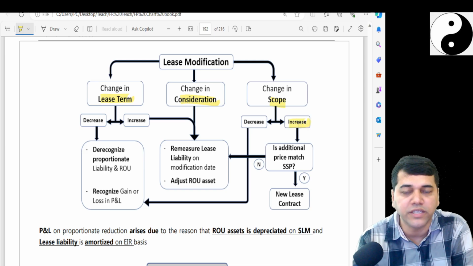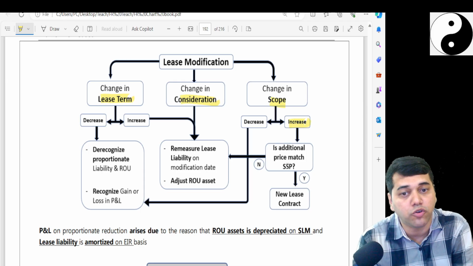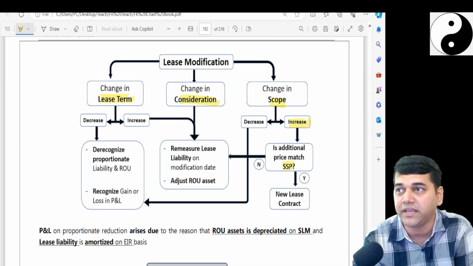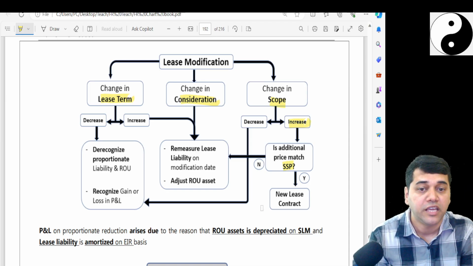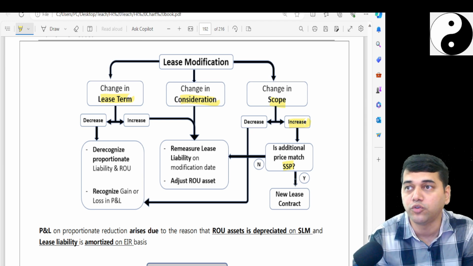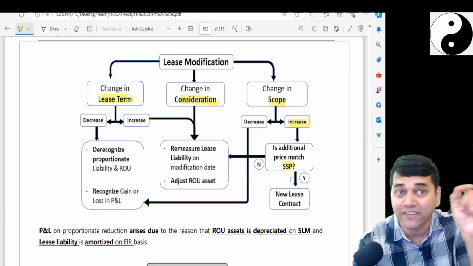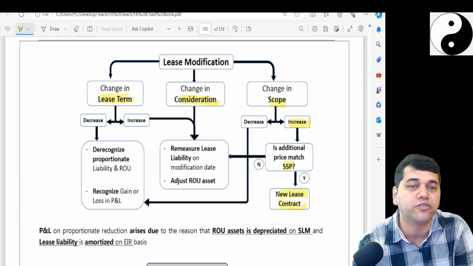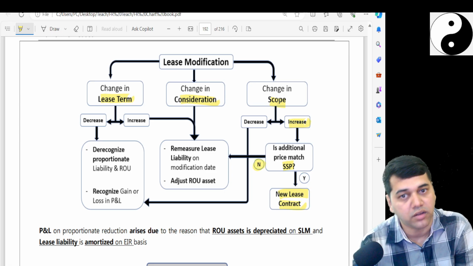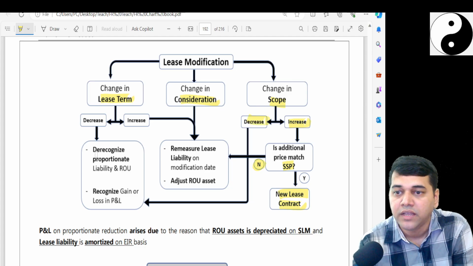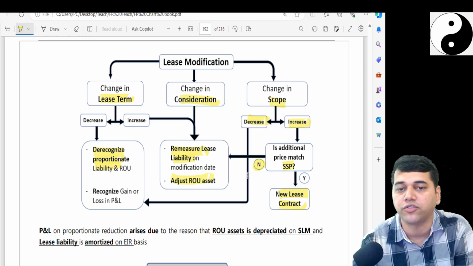If the scope is going to increase, the first question I'll ask: is that increased scope meant for the price I am paying right now in the market, or have they given me a discount just because I am an existing tenant? If the answer is yes, whether you are a new tenant or an existing one, it doesn't matter, you got it at a fair value, then the new lease is a new lease contract. If no, or the scope got decreased, straight away derecognize the proportionate liability. So if the price is no, remeasure it and adjust to the ROU asset, no P&L.